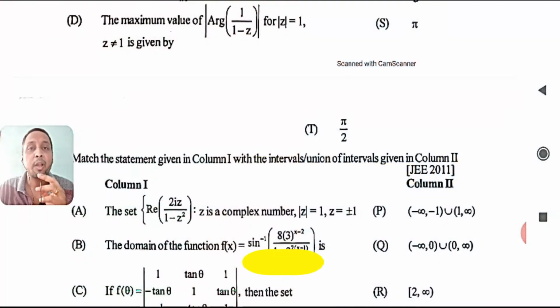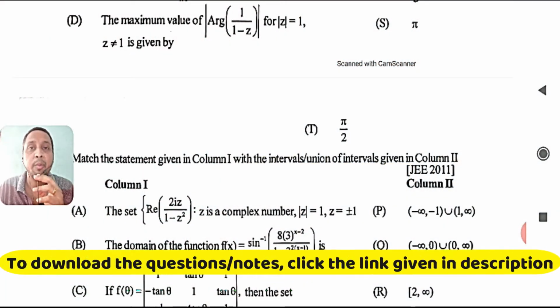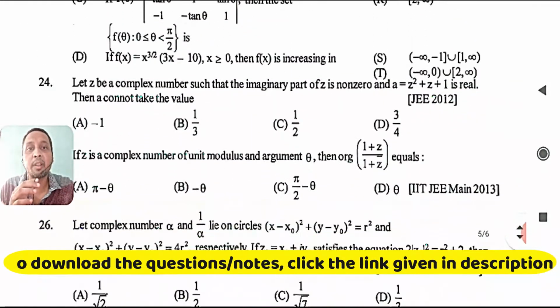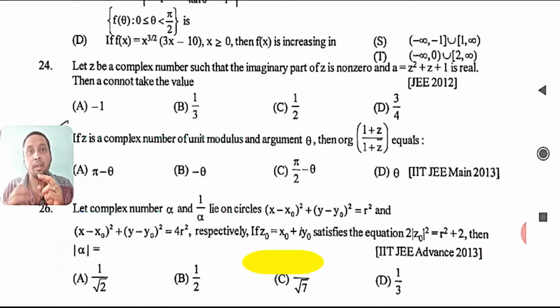Okay students, welcome all to this new lecture in advanced level, where we are solving previous year IIT JEE questions on complex numbers. So today we will be solving question number 22d, 23, 24, 25 and then up to 26. Okay, then let's try to solve these questions.